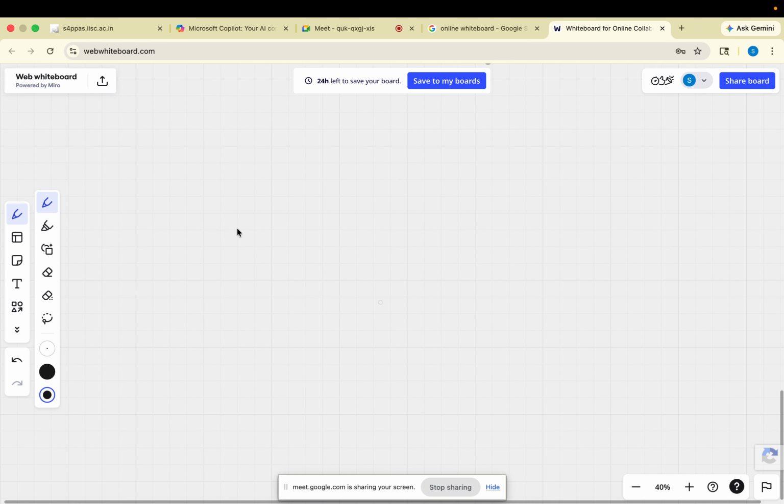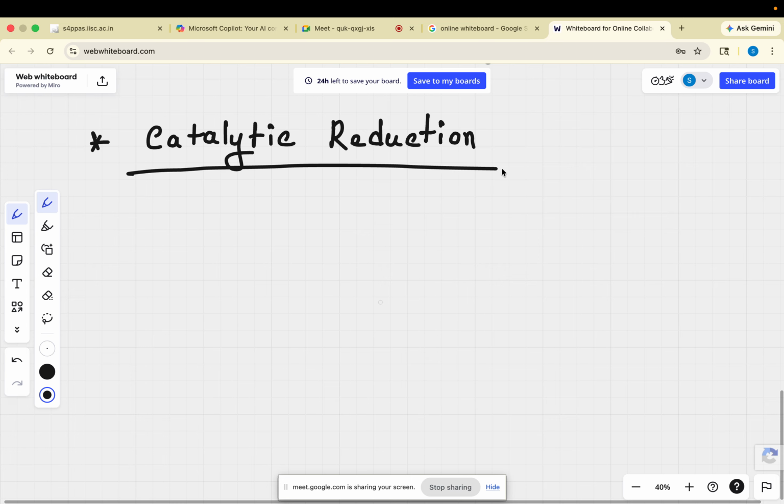So next we have, write down next, catalytic reduction. This is the next topic. Alkyl lithium we have finished. So this is catalytic reduction.